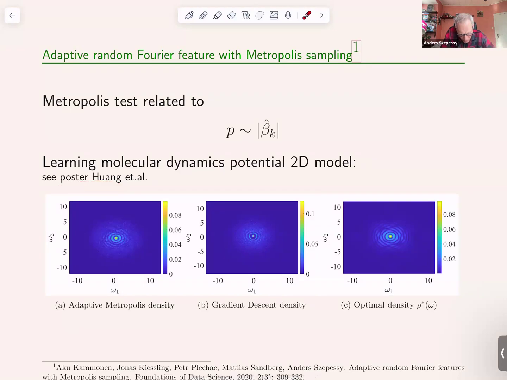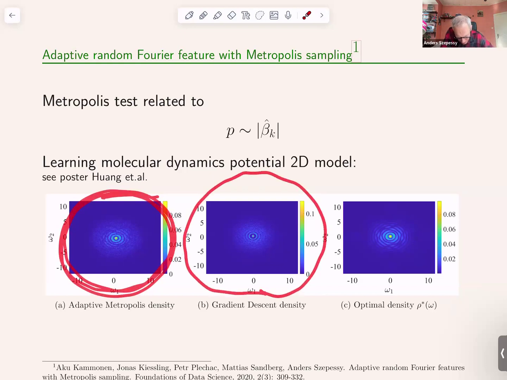So we tried to learn a molecular dynamics potential for a simplified 2D model. And then the optimal density in 2 dimensions, omega 1 and omega 2. The optimal density is here. And when it was trained with gradient descent, we obtained this empirical density using a Metropolis test that I will describe. In this work, we used the adaptive Metropolis, and here we used standard gradient descent.